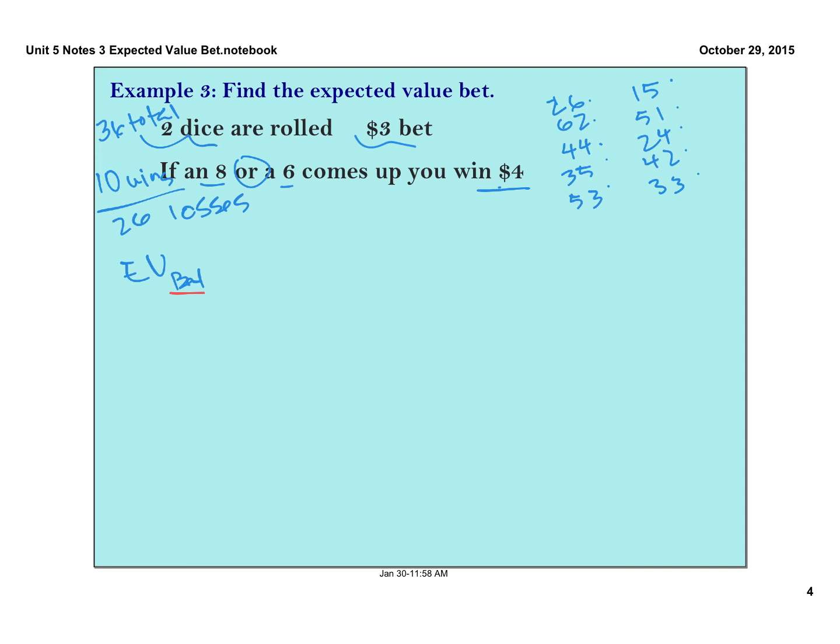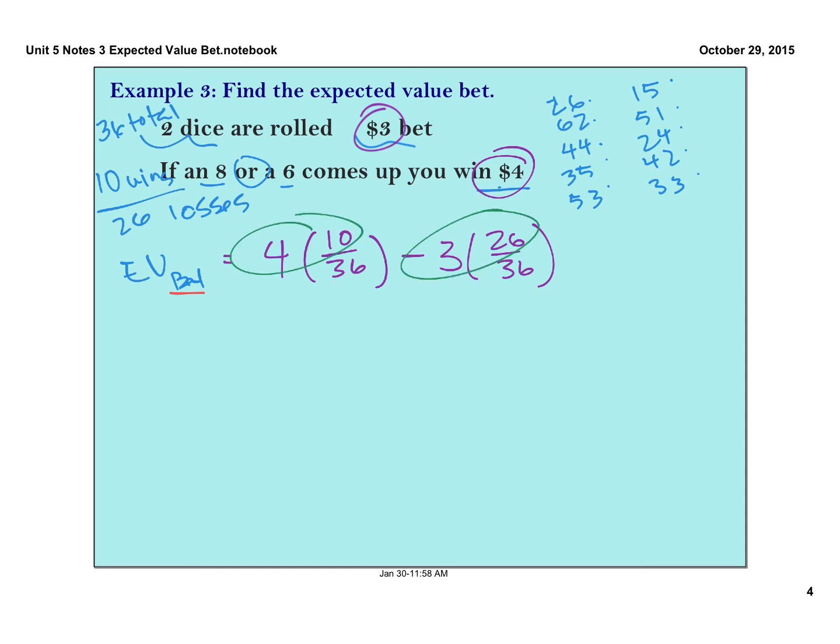All right, so for expected value betting, we've got a payout of $4 times a probability of winning of 10 out of 36. That's our only payout. So then I'm just going to subtract the losses. So a bet amount of $3 times a probability of losing of 26 out of 36. Okay, so let's multiply. I have 40 out of 36 minus 3 times 26.